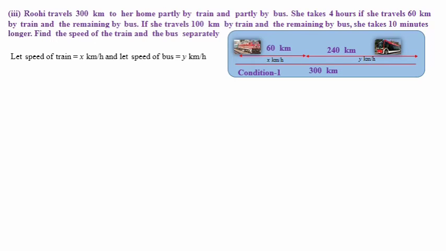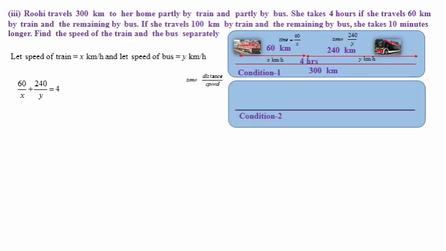We have the distance and the speed, so we can go for time calculation: time is equal to distance divided by speed. Time taken by train is 60 by x. Time taken by bus is 240 by y. The total time taken for the travel is 4 hours. When you add these two together, you get 4 hours. First condition: 60 by x plus 240 by y is equal to 4 hours.